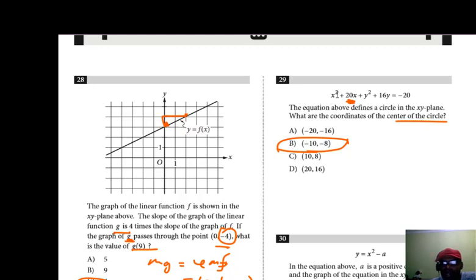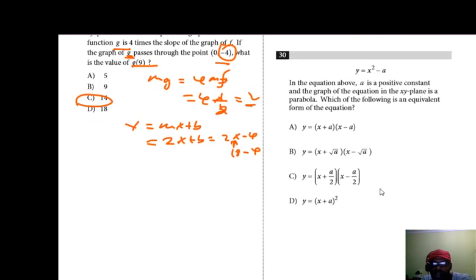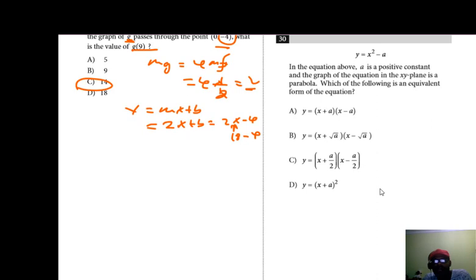Or you can even check the other way. Half of 16 is 8. Take the additive opposite of 8, which is -8. So the only choice containing -8 is B. Okay, number 13, there you have it.